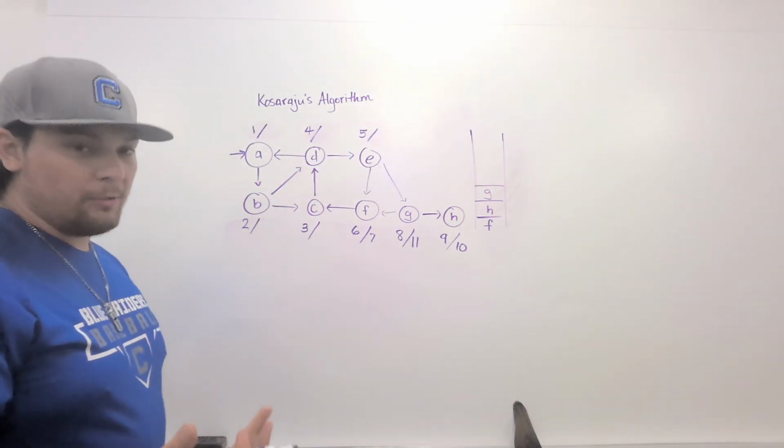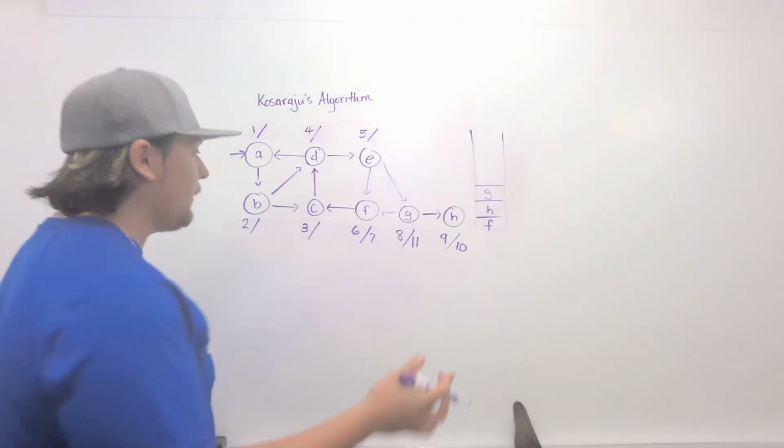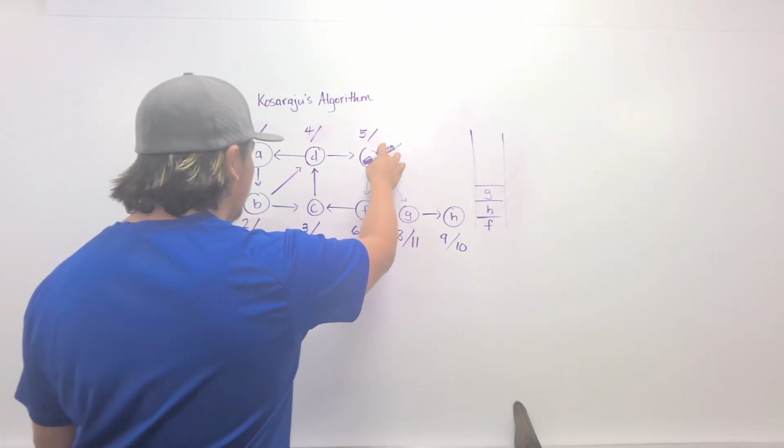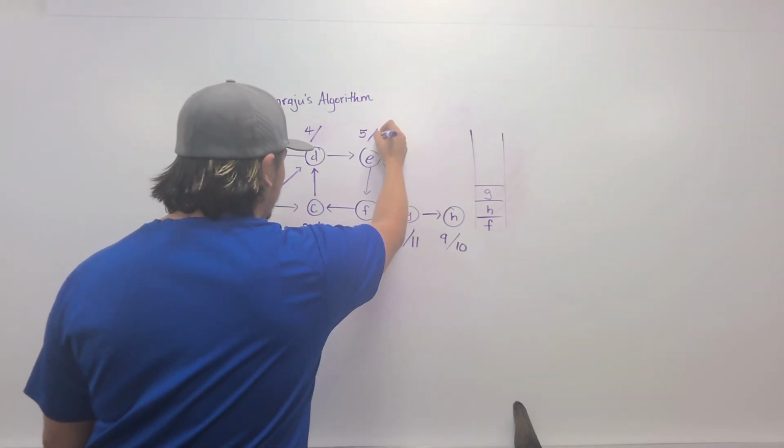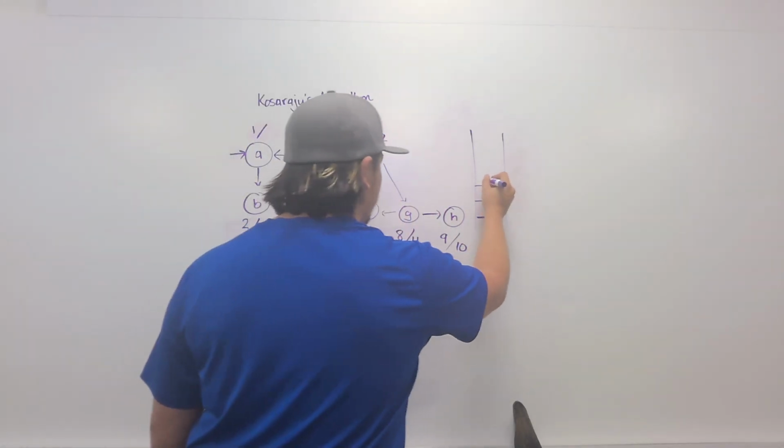Now we're going to do another backtrack. Where did G come from? G came from E. Is there anywhere E can go? No. So we're going to label it with 12 and push it onto the stack.